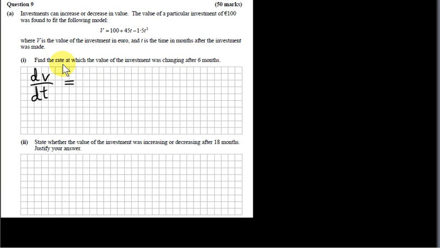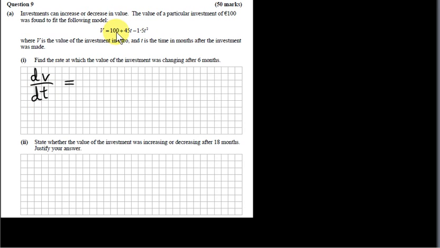Now, the rate in this question is the rate of change of V with respect to time. That's the derivative, dV/dt. The change in the investment, that's dV, divided by the time taken for that change to occur, which is dt. So we differentiate this function.